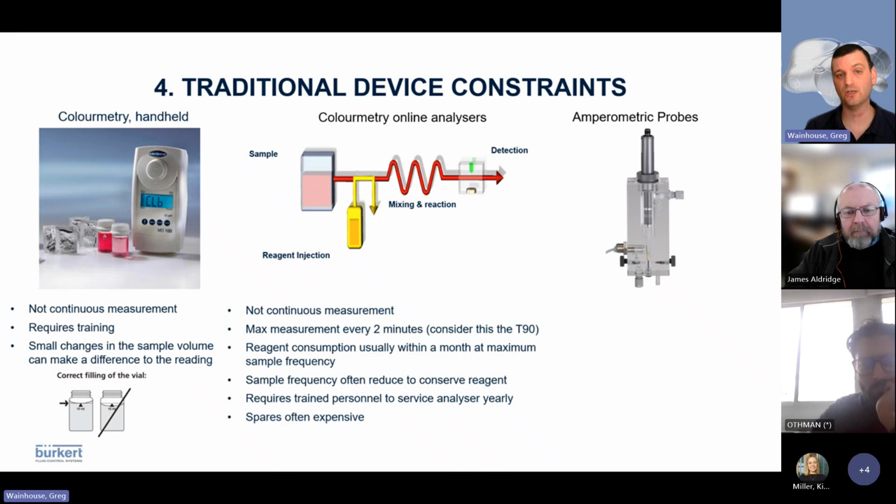could be about 2 minutes for a colorimetry analyzer, but that's at its very, very maximum, because you are consuming reagent. Typically the reagent installed in one of these colorimetry analyzers, if you're taking a sample every 2 minutes, would be consumed within a month. So you're having to purchase new reagent every month to get that 2 minute measuring time. Quite often operators will reduce the frequency of sampling to conserve the reagent, to get it to last, for example, 12 months.